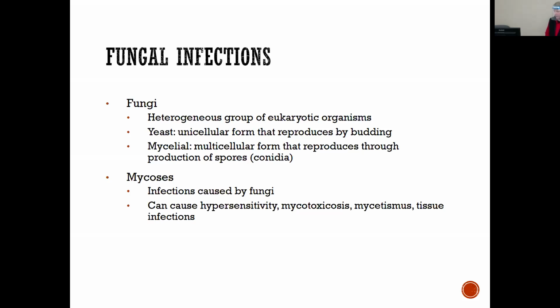So if you don't know what a fungus is, it's a heterogeneous group of eukaryotic organisms. And eukaryotic is different from what we've been talking about, right? We've been talking about prokaryotic for most of the way. So what is a eukaryotic? What changes? What makes a eukaryotic a eukaryotic? They have a nucleus, nucleated.